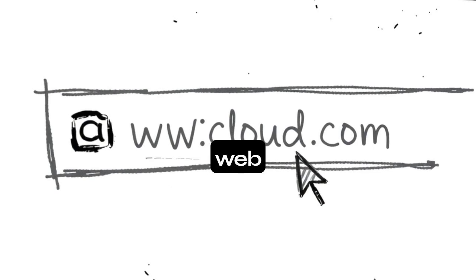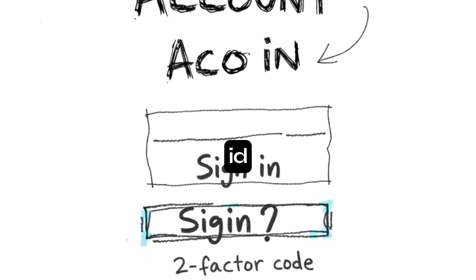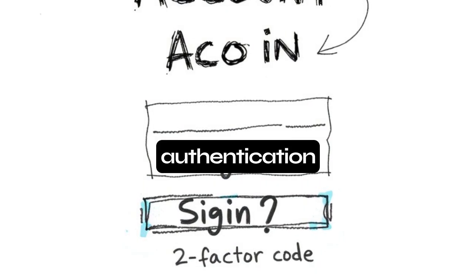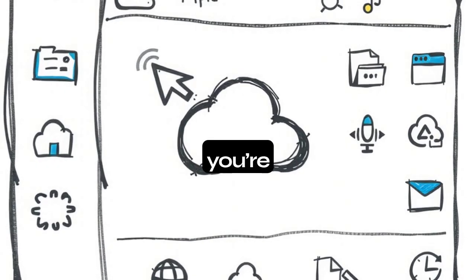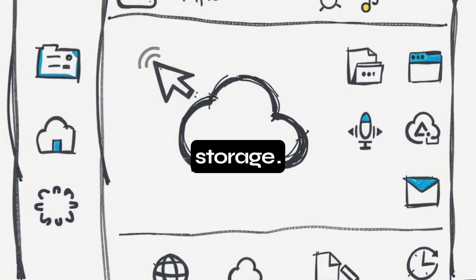First, open your web browser on your computer and go to iCloud.com. Sign in with your Apple ID and password, then complete any two-factor authentication if prompted. Once you're signed in, click on the iCloud Drive icon to open your cloud storage.